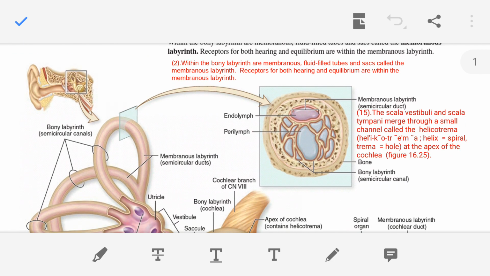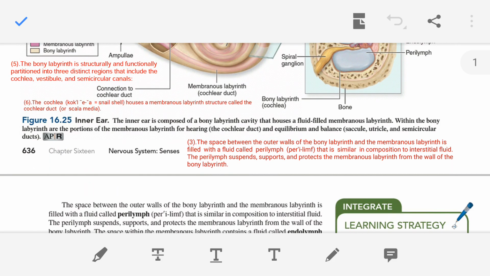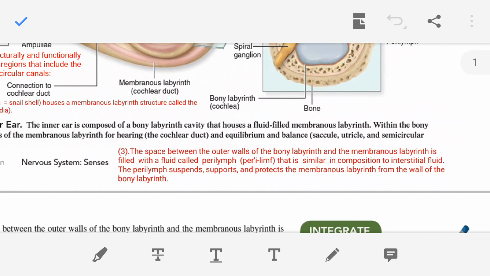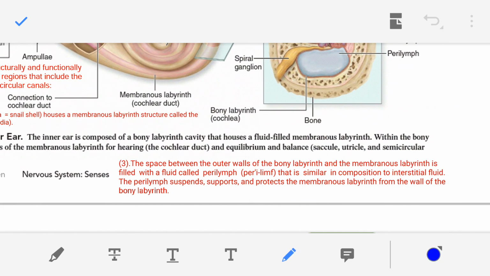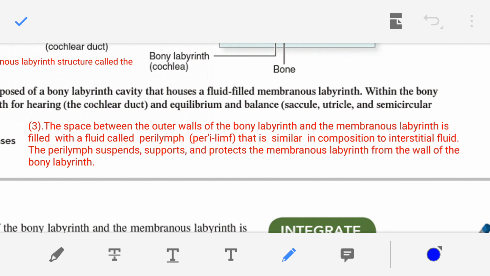Now the third point. The space between the outer wall of the bony labyrinth and the membranous labyrinth is filled with a fluid, and that fluid is known as perilymph.